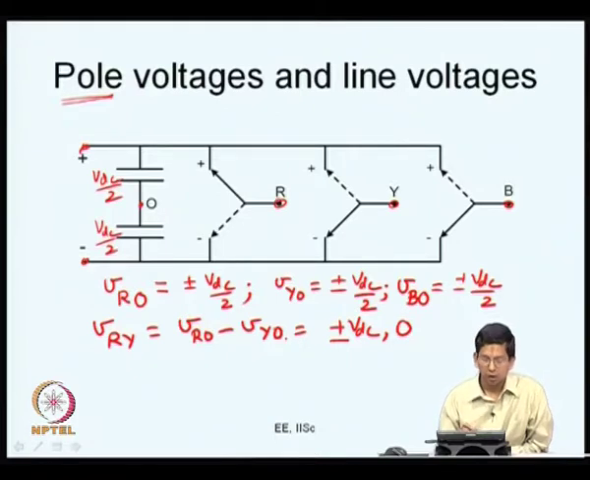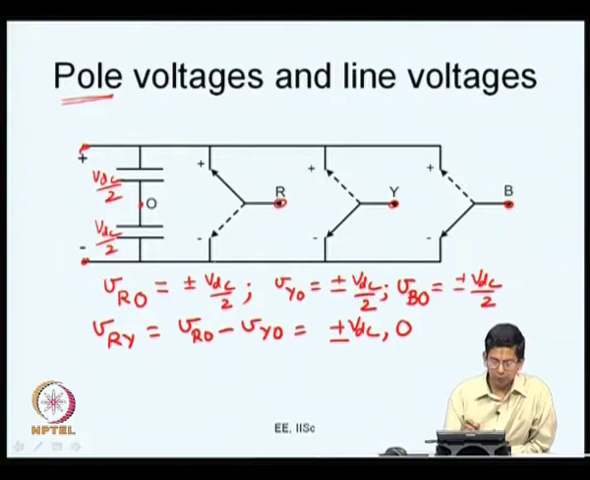Now, you have the pole voltage. If the pole is connected to the top throw, it is plus VDC by 2. If it is connected to the bottom throw, it is minus VDC by 2. You do not have any redundancy there. Whereas, if you start looking at the line voltage, you start finding one redundancy. For plus VDC, there is no redundancy. R top has to be connected and Y bottom has to be connected. Similarly, for minus VDC. But when you want VRY equal to 0, you are able to achieve it in 2 different ways: by connecting both the poles to the top throws or both the poles to the bottom throws. So, this redundancy will be exploited later on, as we will see. Similar definitions are possible for VYB and VBR, as I mentioned before.